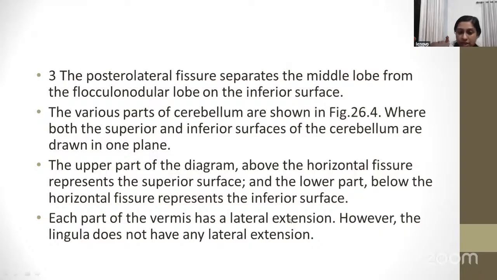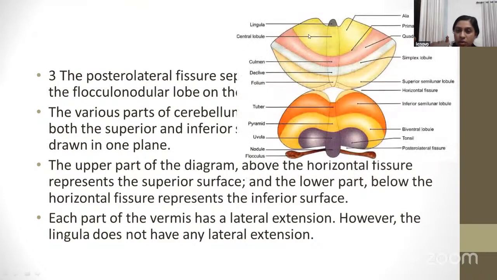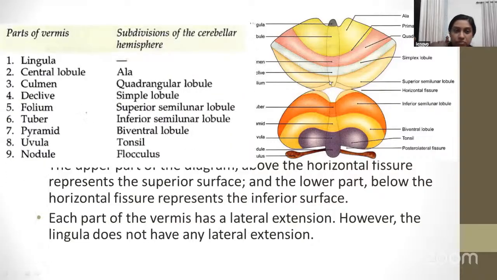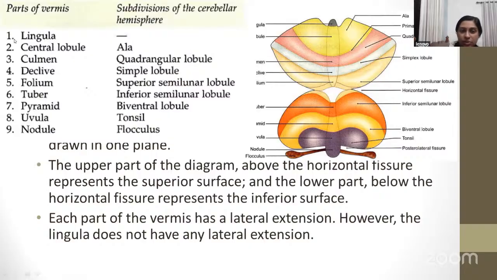Each part of the vermis has a lateral extension, as I have already mentioned. Except lingula, all of the parts of the vermis have lateral extensions. So, this is the central lobe. This is the culmen part of vermis. This is declive, folium. These are all parts of this. You don't have to mug it up. So these are the different parts of vermis.